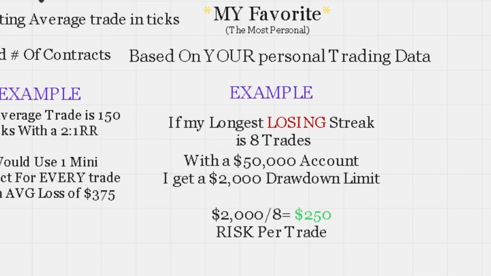For this example, if my longest losing streak ever, let's say for example, is 8 trades with a $50,000 account, you get that $2,000 buffer. If you take the $2,000 divided by 8, you get $250 worth of risk per trade.